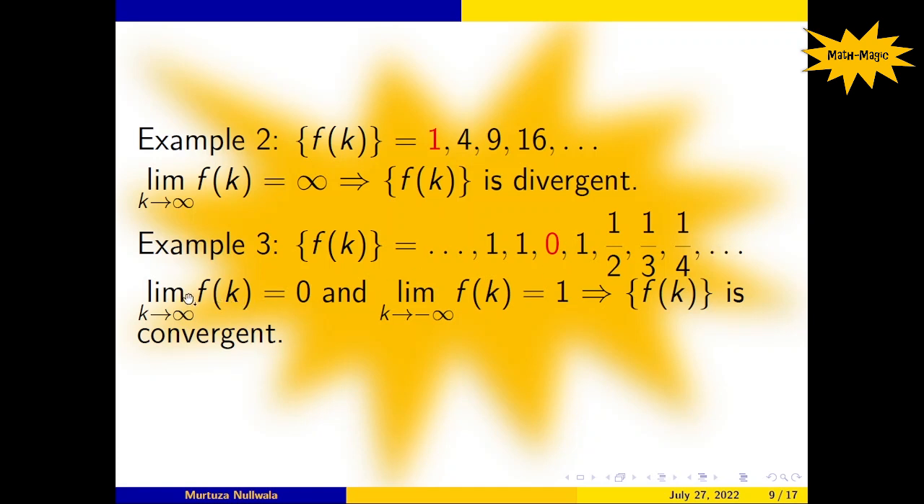In this case we can see that the limit of f(k) as k tends to infinity is 0, because as k tends to infinity, 1/k tends to 0. And the limit of f(k) as k tends to minus infinity is 1, because on the left-hand side of 0, f(-1) is 1, f(-2) is 1, and so on, all the values are 1, so the limit is 1. So this implies that the sequence f(k) is convergent. Remember, if any one of them is divergent, then the sequence will be divergent.